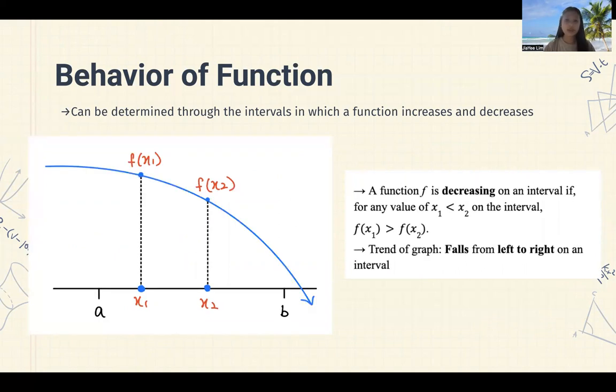In this graph, the first x value is also smaller than the second x value. However, this time, the function of the first x value is larger than the function of the second x value. By this, it indicates that the function is decreasing. And looking at the trend of the graph, the line is falling from the left to the right, which also indicates that the function is decreasing.